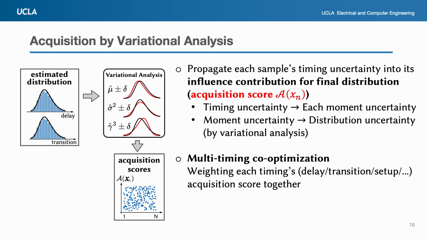You can imagine we just apply some small perturbation on each moment and observe what's the influence from this small change onto this timing distribution. And after that, we can also perform the multi-timing co-optimization. We just simply weight each timing, for example, the delay, transition, and setup or hold timing acquisition score together. So we get an overall acquisition score for co-optimization.